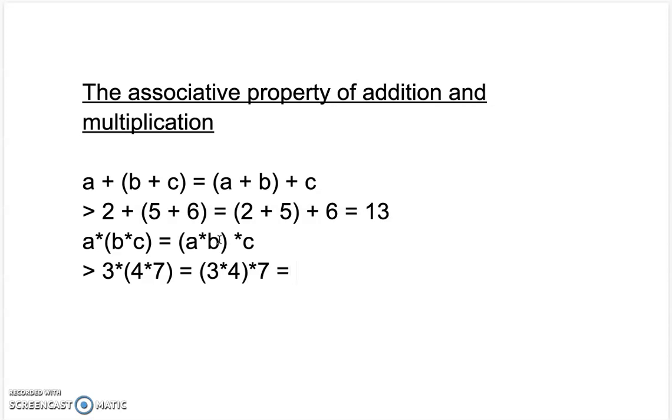Using PEMDAS, calculate the parentheses first. So 4 times 7 is 28. 28 times 3, we know is 84. Now let's do 3 times 4 in the second one. 3 times 4 is 12. 12 times 7 is also 84. So the rule works out.